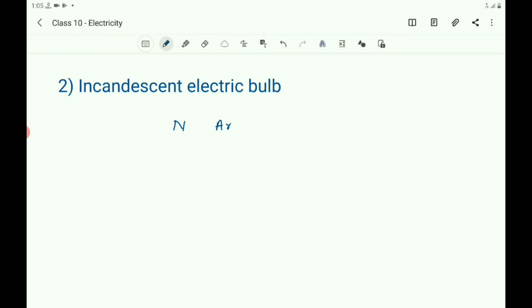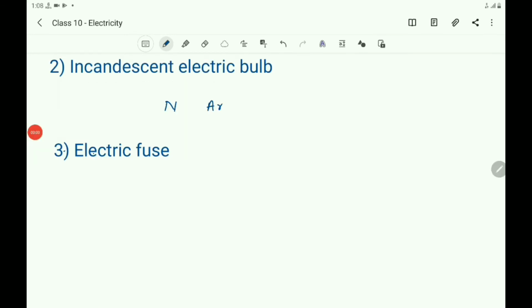In an incandescent electric bulb, a large amount of energy is converted into heat and a small amount of energy is converted into light. Naturally, there is a loss of electrical energy in the form of heat, even though it gives light by using the heating effect of the electric current.